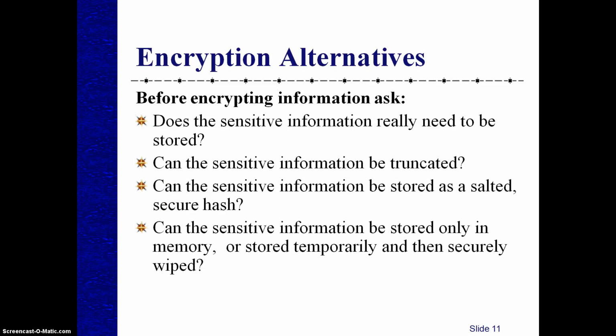S/MIME. Encryption alternatives. What are the alternatives that we have? Does the information really need to be stored? Can the sensitive information be truncated? Can the sensitive information be stored as a salted secure hash? Can the sensitive information be stored only in memory, or stored temporarily and then securely wiped?